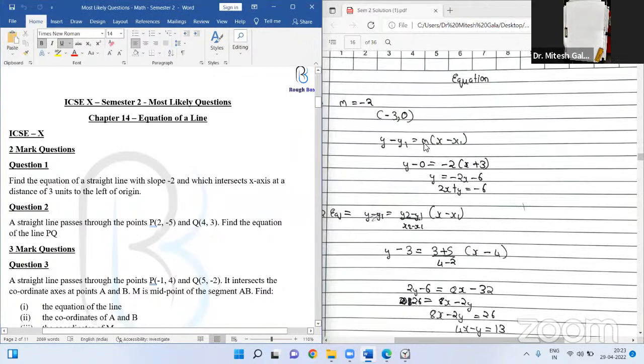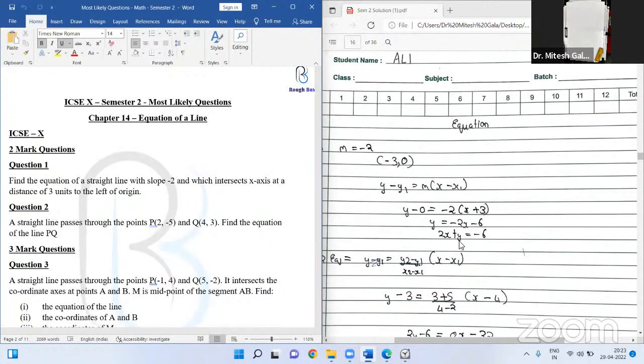So there you go. So it's on the left, so minus 3, 0 is one point, and the slope is minus 2. So you apply the formula y minus y1 equals m times x minus x1. And once you apply it, your equation should be 2x plus y equals to minus 6. Why 6, bacha? This is minus 2, so when you open it will become minus 6.